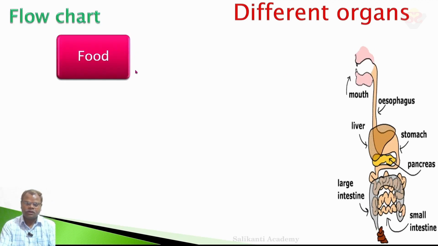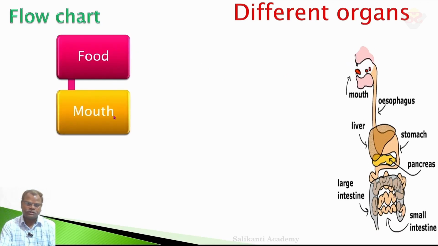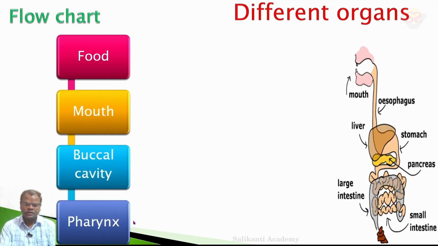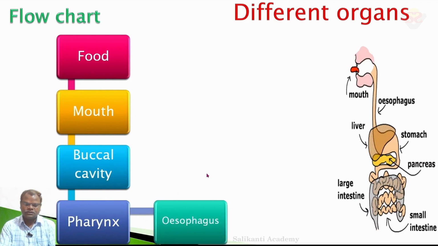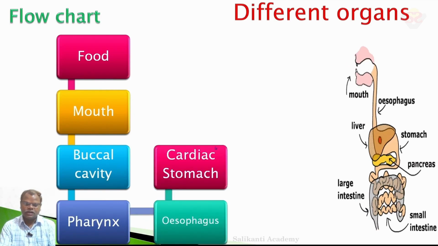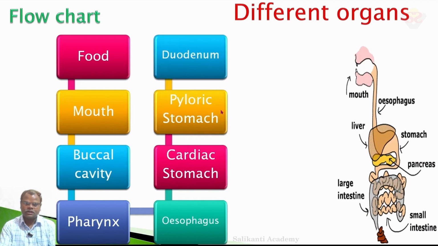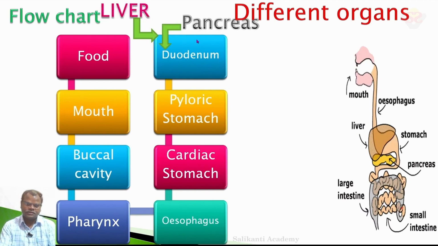Food enters the first part of the human digestive system, that is the mouth. After that, buccal cavity. After that, pharynx. After that, esophagus. Then cardiac stomach. Next, pyloric stomach, and next the duodenum. At the duodenum, two glands open with ducts. First one is the liver, second one is the pancreas.